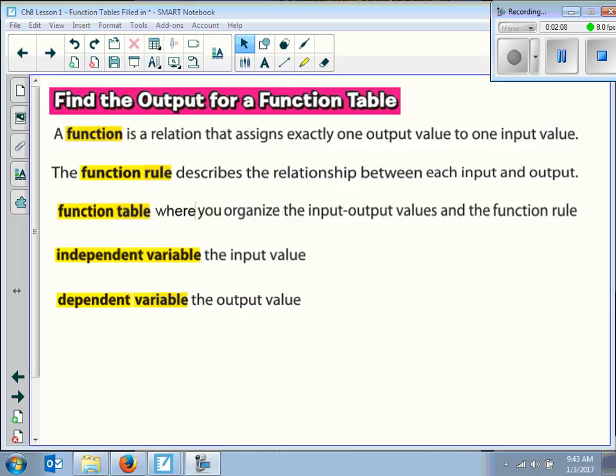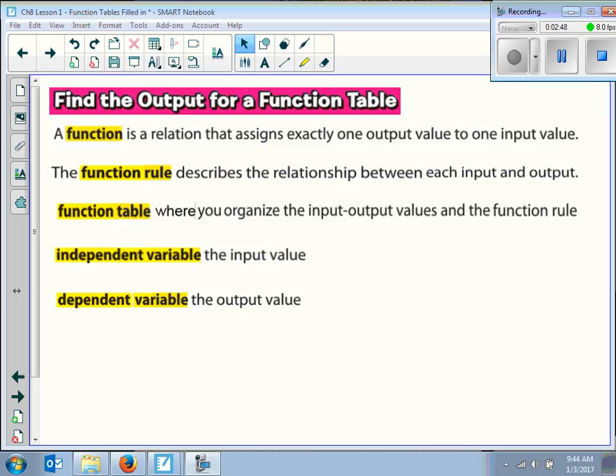So, a function is a relation that assigns exactly one output value to one input value. That means for every x value that goes in, only one y value will come out. Okay? So just like when we were talking about the hummingbird, if 2 goes in, what comes out? 2 times 52 was 104. So 104 came out. It's the only thing that can come out for your output. Does that make sense? Okay.